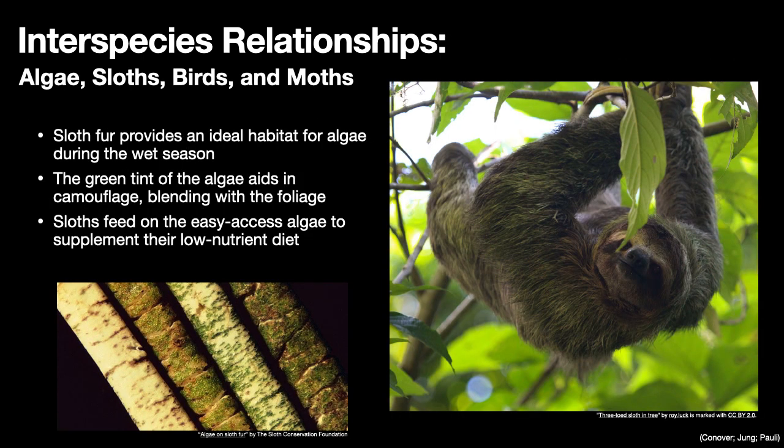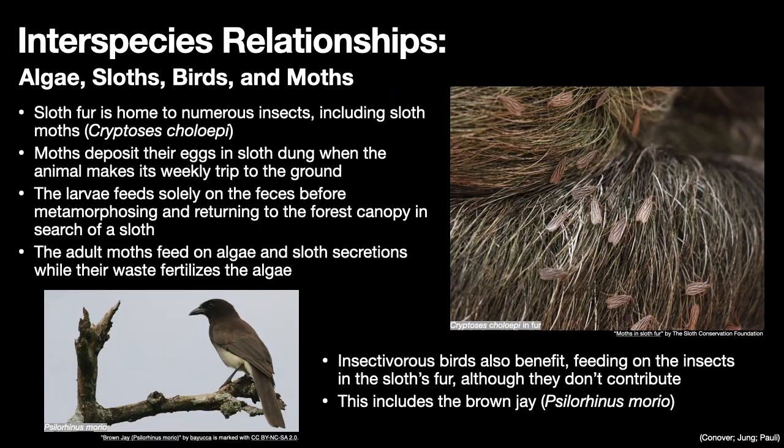Sloth's fur provides an ideal habitat for algae during the wet season. The green tint provides added camouflage for the sloth while also serving as an on-the-go, readily available food source for the animal. Sloth fur is also home to numerous insects, including sloth moths, who spend the majority of their adult lives in the sloth's fur and whose larvae feed solely on sloth dung. Insectivorous birds may also benefit from this, as the sloth's fur ends up acting as a buffet for the birds.